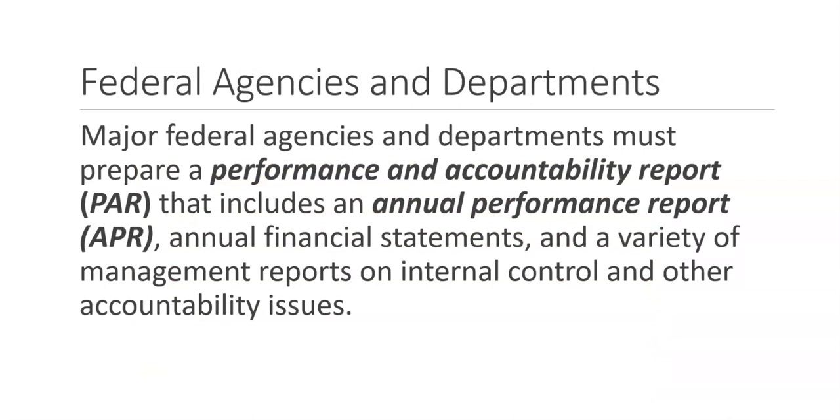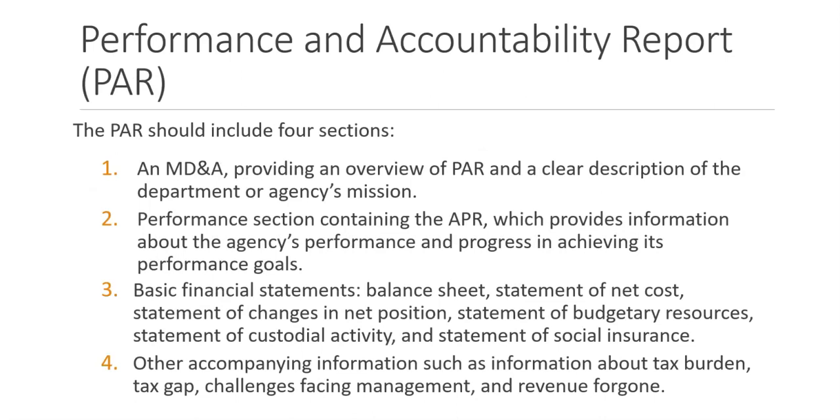Federal agencies and departments, so where we look at the Department of Transportation, the Department of Education, and how we break out different federal agencies. They must prepare a performance and accountability report that includes an annual performance report. So every single federal agency and department generates their own report, and then they all get consolidated into the main federal government's overall financial report. Okay.